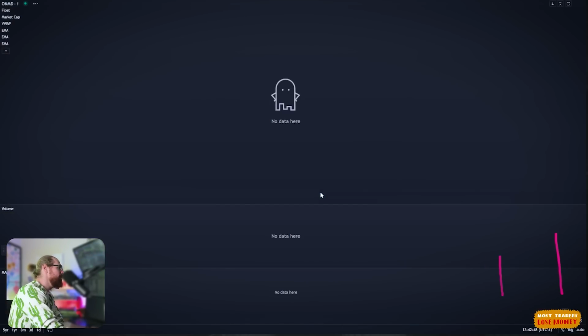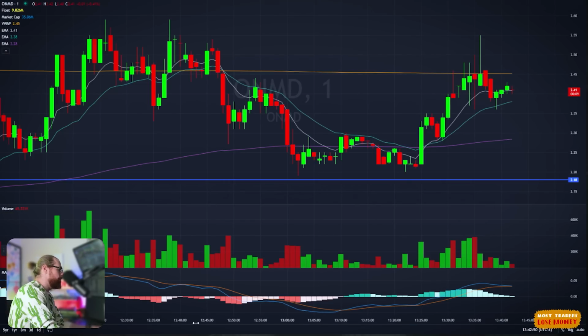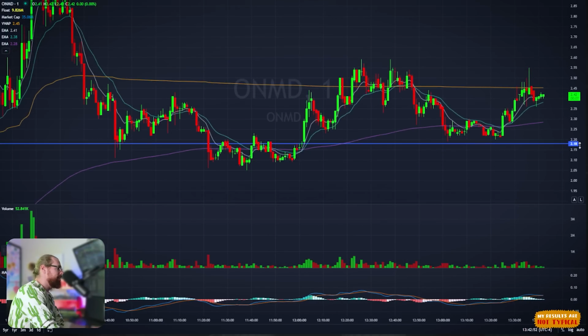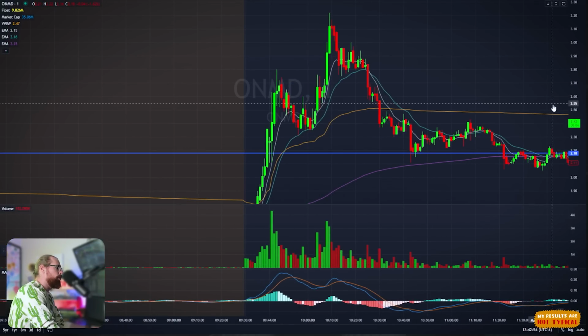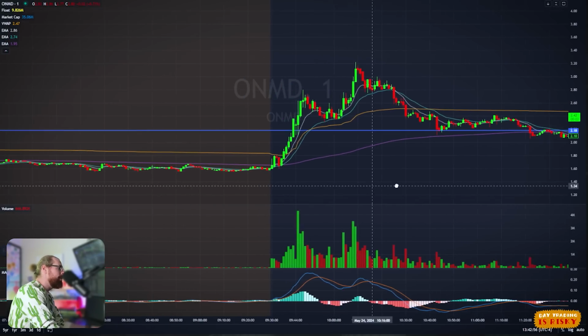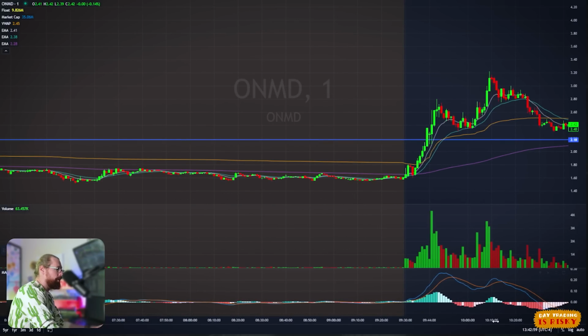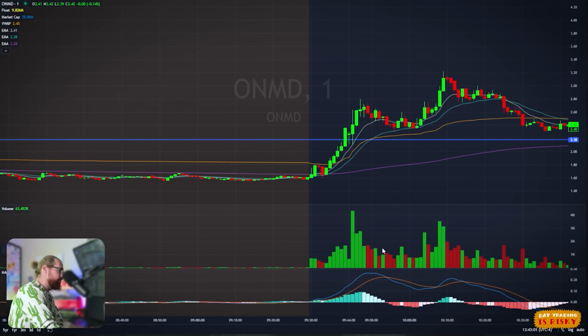This is the same on ONMD. I like to trade when the MACD is open. This is when I generally find the most success and the most consistency. You start overstaying your welcome and trading past when the MACD is open, that's when you're going to get yourself in trouble. So this first move was the cleanest right here by far. We went into a little stretch where it was negative, and then it crossed over right here, which is when I got back in.